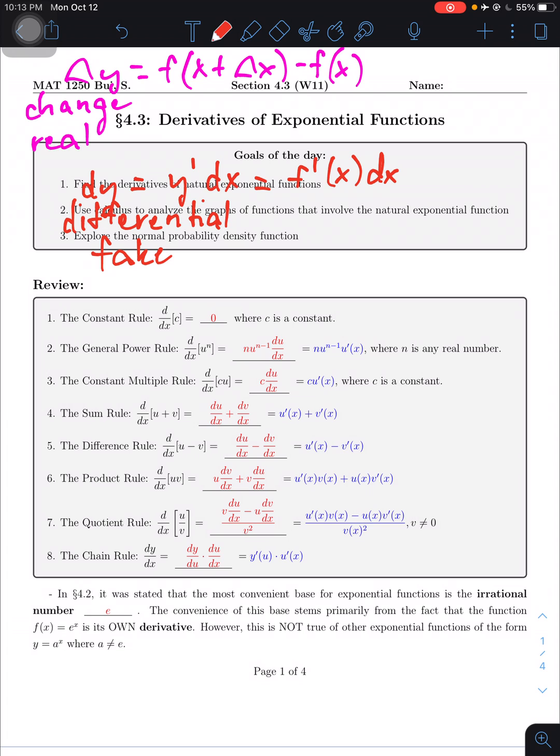The conclusion that we made from the last worksheet is that we're always going to have delta y equal to dy approximately. Now today let's talk about the derivatives of exponential functions.